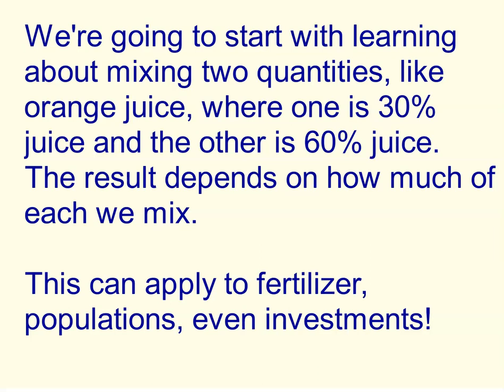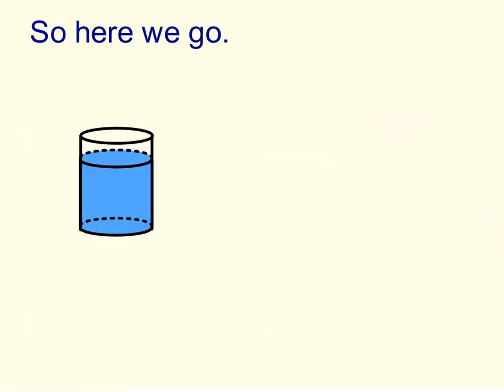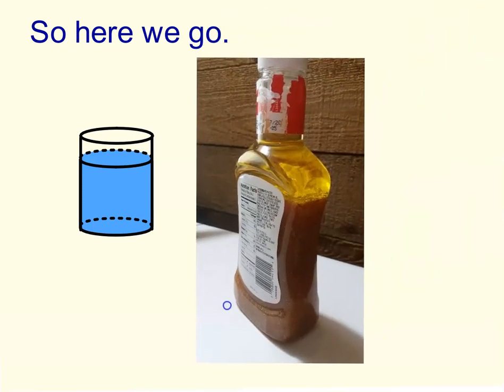And this idea that we're going to be looking at applies to fertilizers, populations, even investments, might be metal alloys, just all sorts of different things that you can use this mixture idea for. So to get started, I want you to think about a liquid in a container. This is maybe a 1 quart jar, and we filled it up and let it sit there. Well, some mixtures will separate when you let them sit.